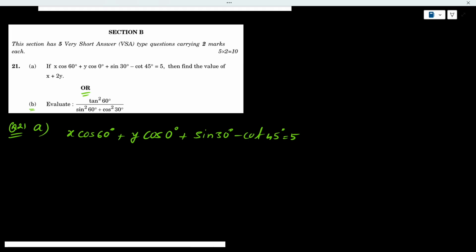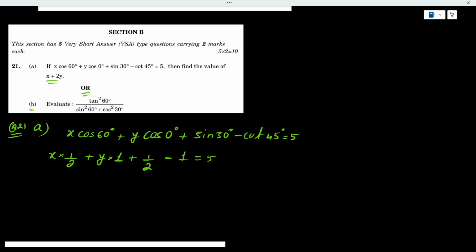So start substituting values here. What is cos 60 here? x times 1 by 2, because cos 60 is 1 by 2, plus cos 0 is 1, so y, right, plus sine 30 is half, then minus cot 45 or tan 45, they both are 1, is equal to 5. So what is your equation here? So x and y both, right? So we need to get here x plus y.